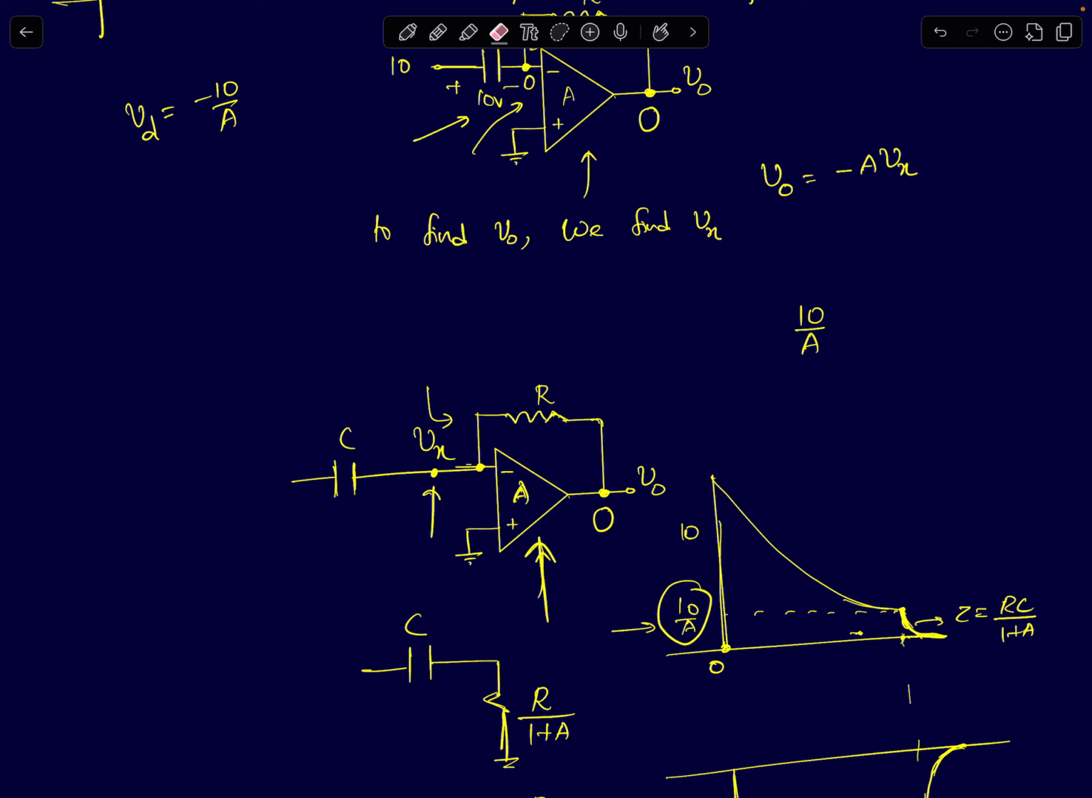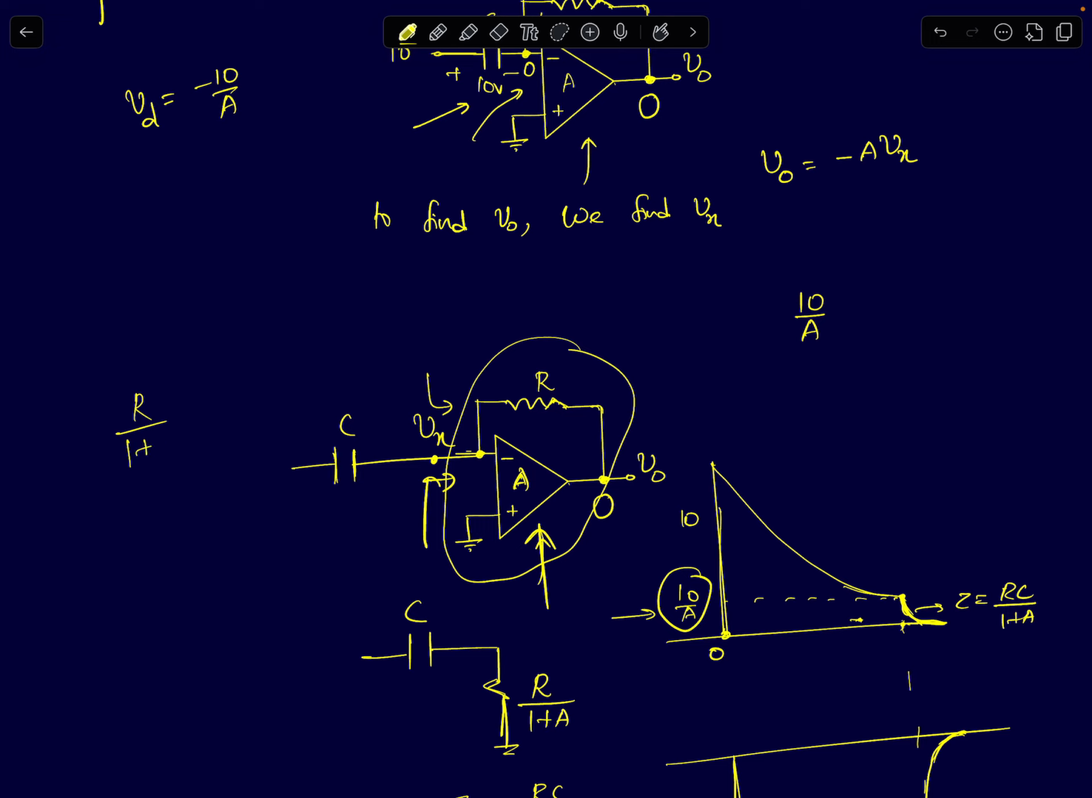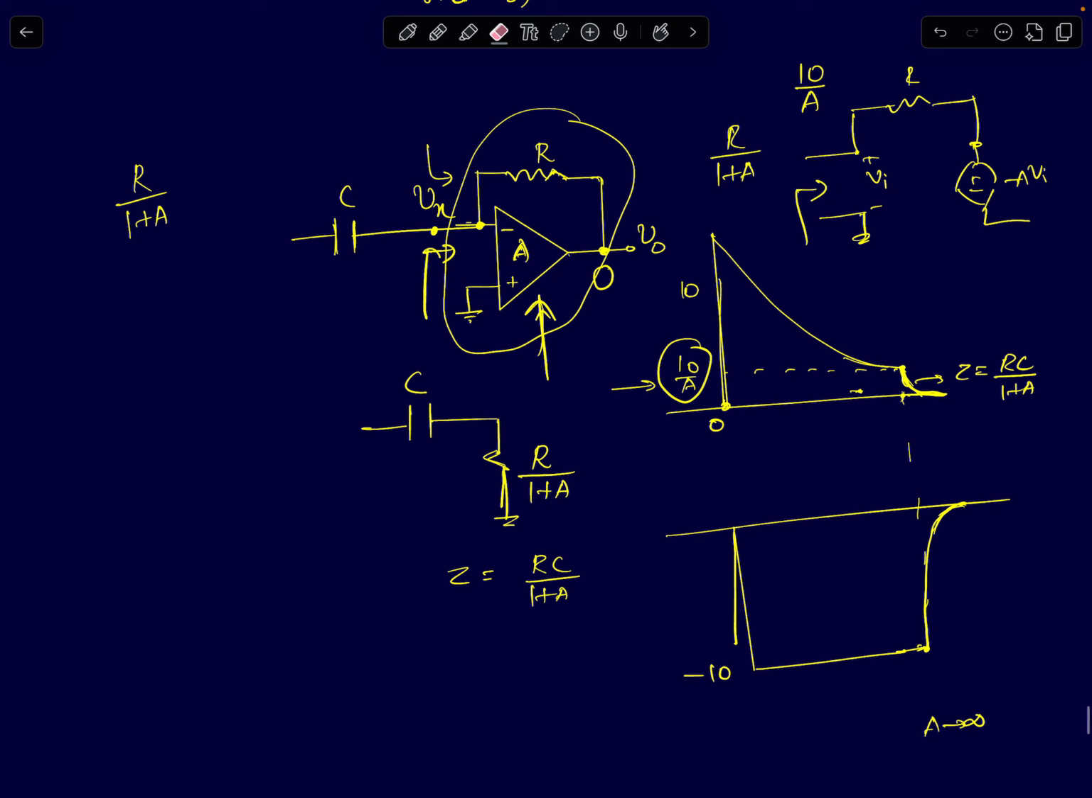So the node impedance, this part of this op amp and a resistor in feedback will look like a resistance of value R by 1 plus A, right? So if you have a resistor connected between two terminals of gain minus A times say Vi here, so this is Vi, then the resistance seen at the input is given by R by 1 plus A. That follows from Miller's theorem. So this op amp and resistor, I can replace by a single resistor of value R by 1 plus A.